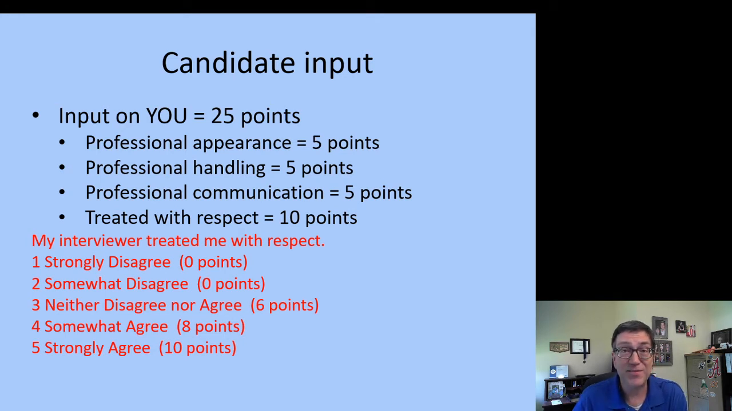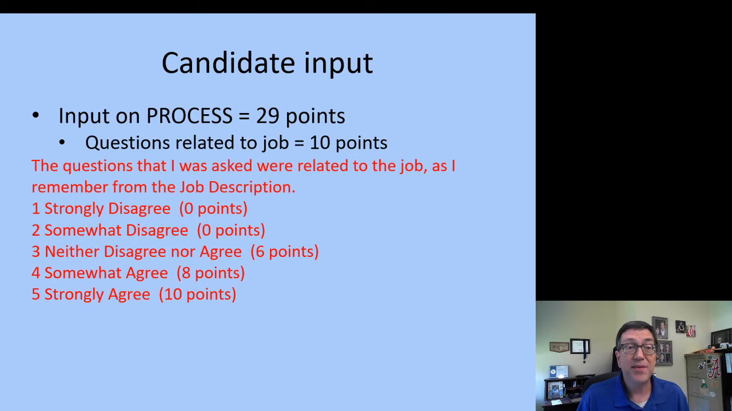It's still a 1 to 5 scale, but if they score you with a 5 strongly agree, you get 10 points. Can you control this? Yeah, you can be nice to everybody. So the first 25 points, you ought to be able to get all 25 of them from everybody. What's next? Input on you for 25, input on the process itself for 29.